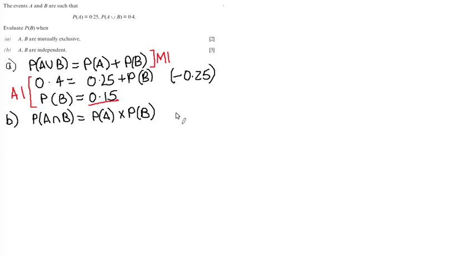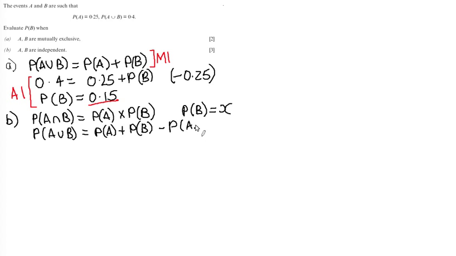To make this question a little bit smoother in terms of the working, I'm just going to assign the probability of B to the variable x. We're then going to use the standard addition law. So the probability of A union B is equal to the probability of A plus the probability of B minus the probability of A intersect B.